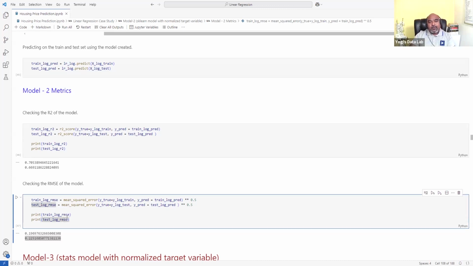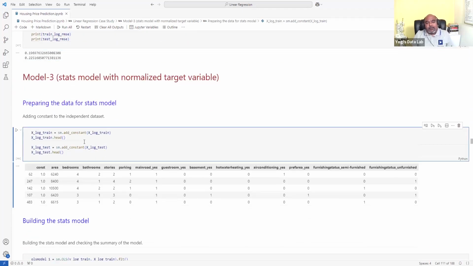Now this was with sklearn or scikit-learn. We are going to rebuild this model with Statsmodel, and we are going to check which one of them is performing better. Is the Statsmodel giving me better results, or is it the sklearn model which is giving me better results? So let's have a look.